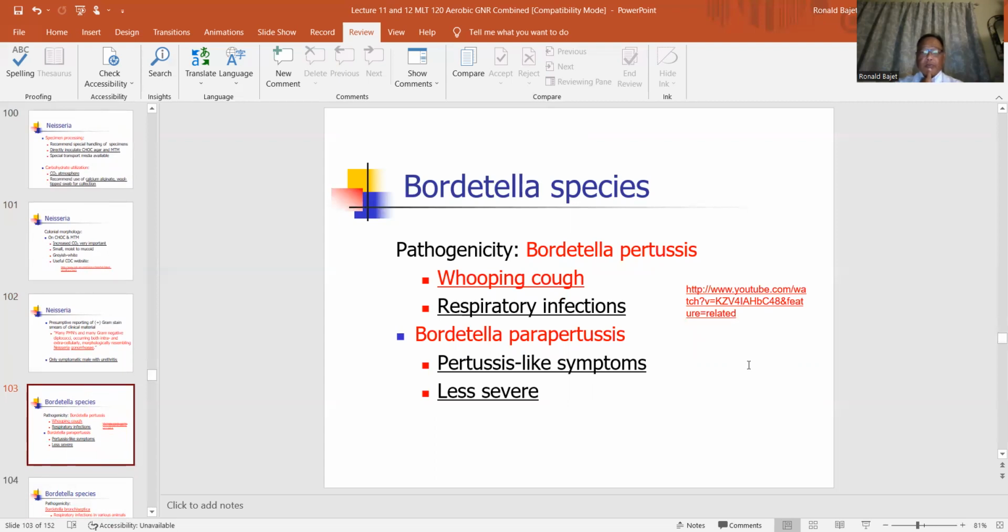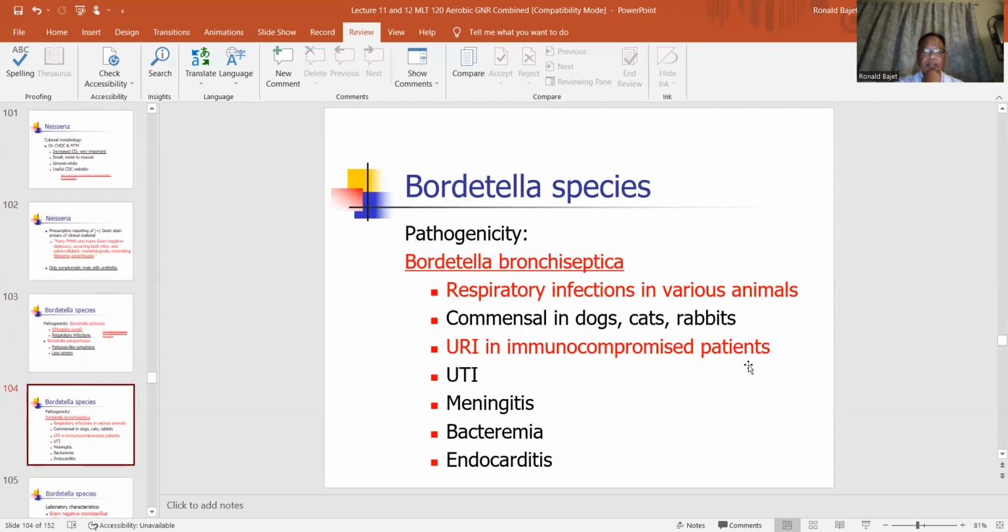Okay, the next organism is Bordetella. Bordetella is the organism that causes whooping cough. So make sure you know that disease, Bordetella pertussis. The next one is Bordetella parapertussis, which causes pertussis-like symptoms, and it's less severe than the whooping cough that is produced by Bordetella pertussis.